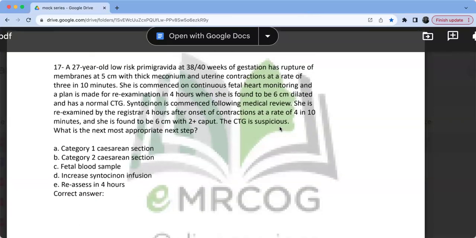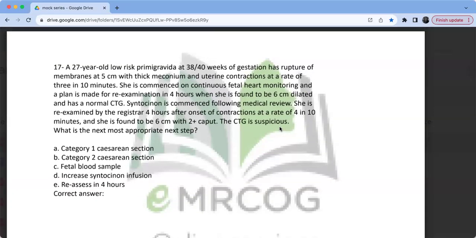A 27-year-old low-risk primip at 38 weeks of gestation has rupture of membranes at 5 cm with thick meconium and uterine contractions at a rate of 3 in 10 minutes. She is commenced on continuous fetal heart monitoring, and a plan is made for re-examination in 4 hours, when she is found to be 6 cm dilated and has a normal CTG. Syntocinon is commenced following medical review.